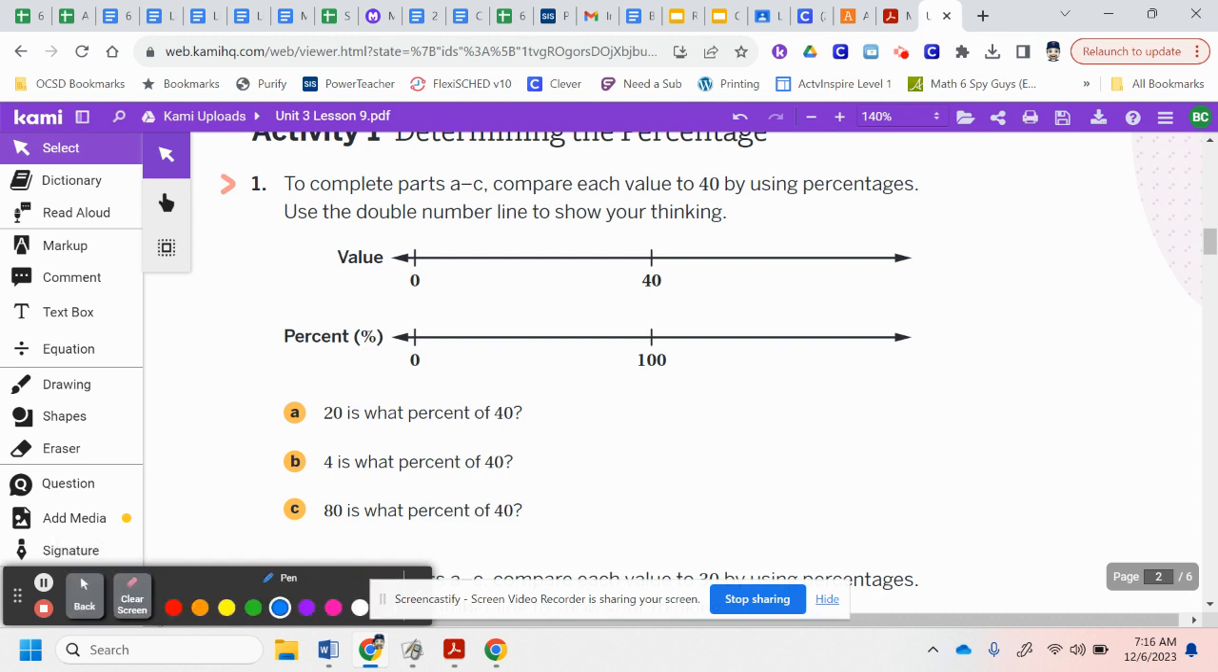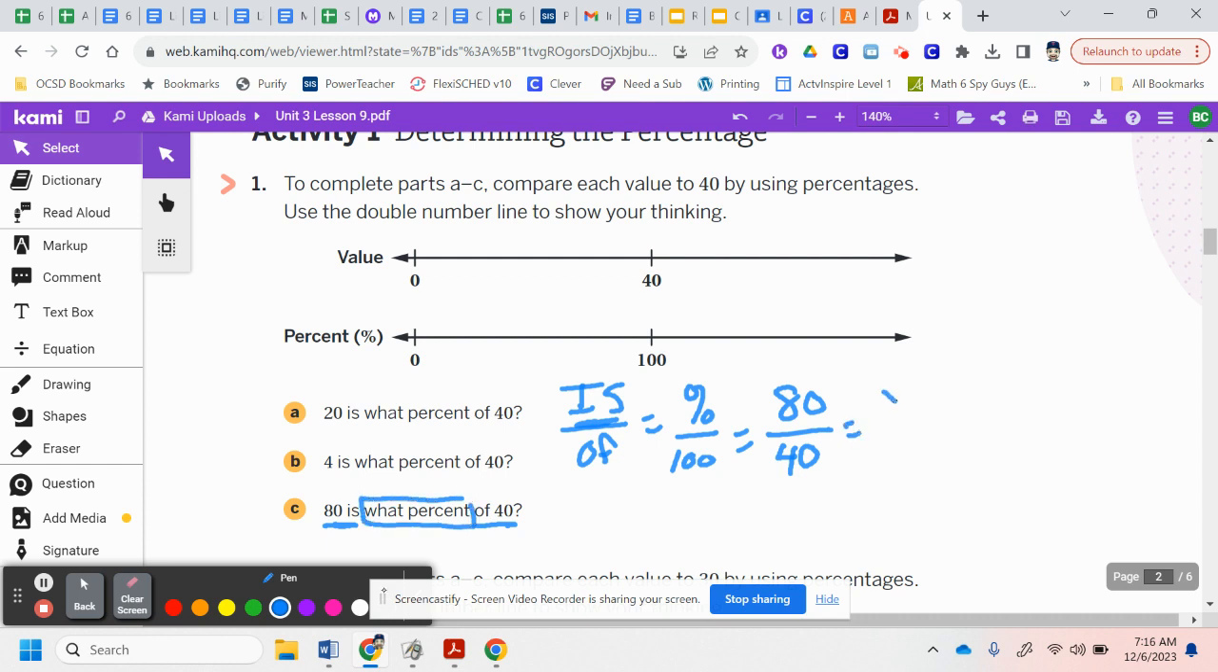Look at letter C. 80 is what percent of 40? So again, I start off with my is over of equals my percent over 100. 80 is. So 80 is my is, of 40. 40 is my of. It's my denominator. I'm looking for what percent. So here's where my X is at my percent because I don't know what percent, but 100 is always the same.